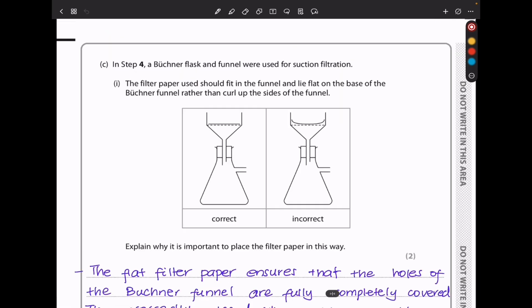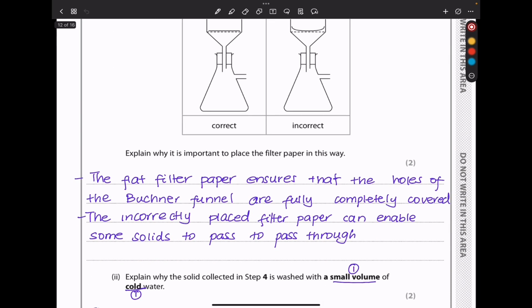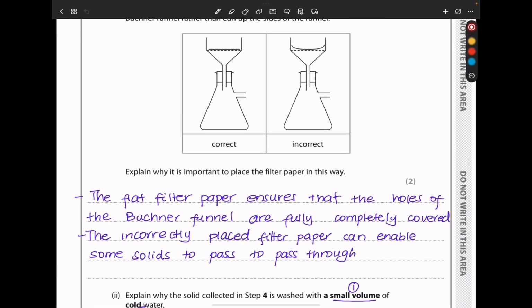And in part C, in step 4, a Buchner flask and funnel were used for suction filtration. The filter paper used should fit in the funnel and lie flat on the base of the Buchner funnel rather than curl up the sides of the funnel. They're talking about this instead of that. They say explain why it is important to place the filter paper in this way.